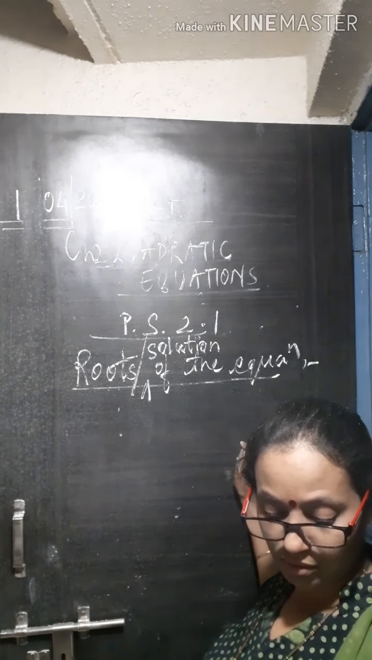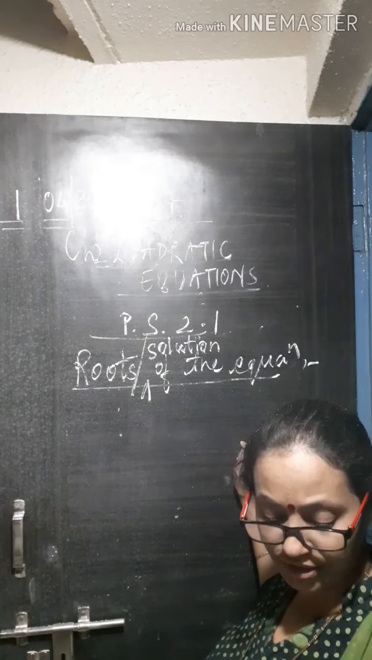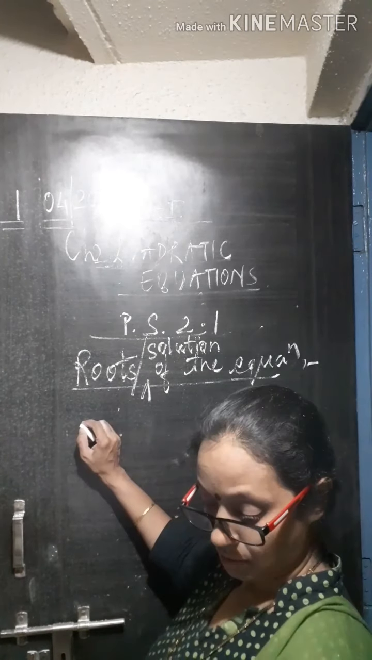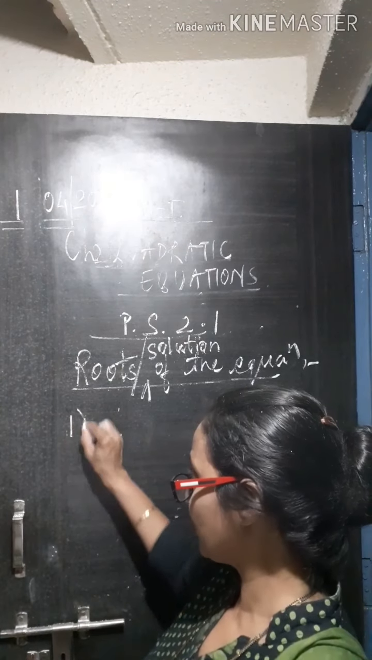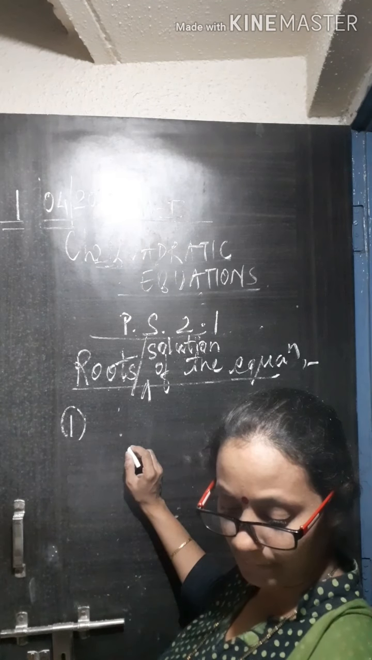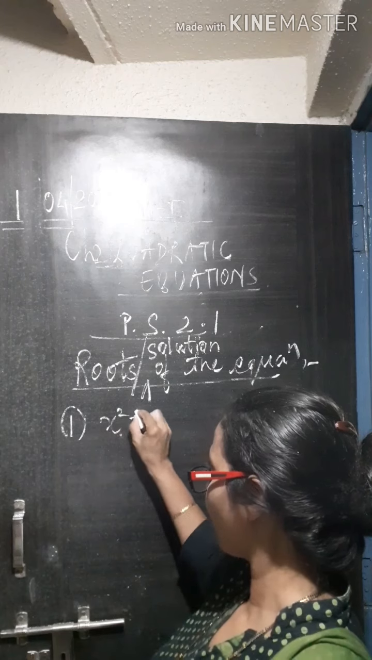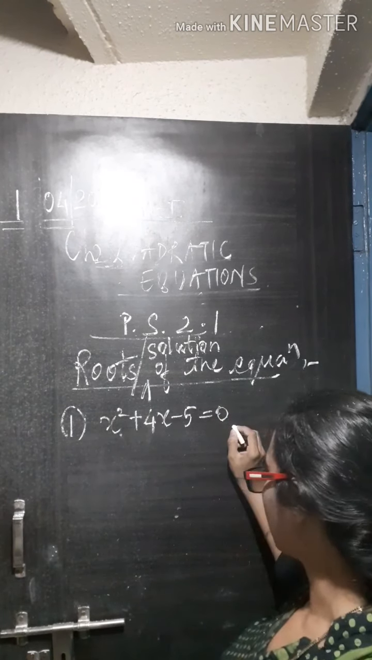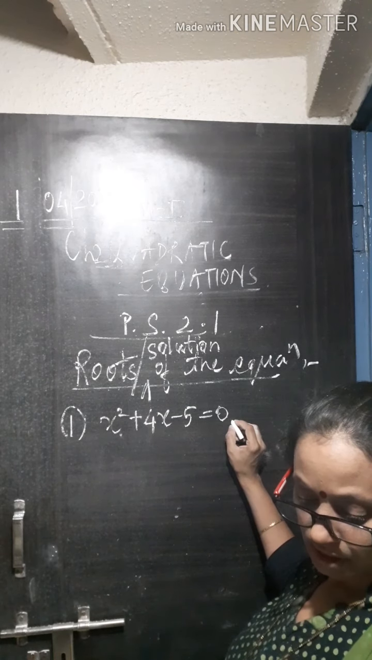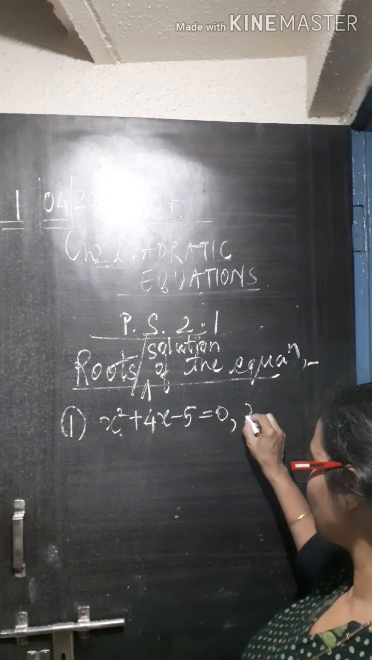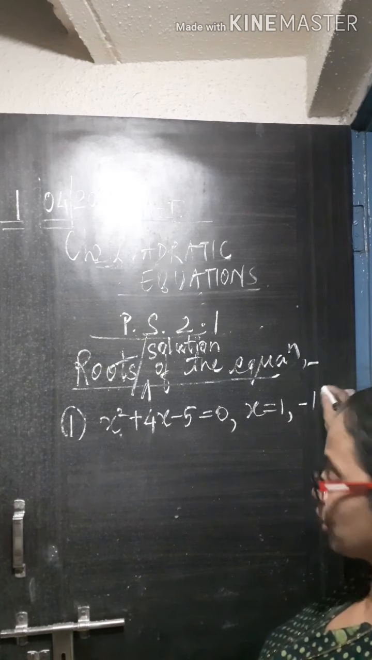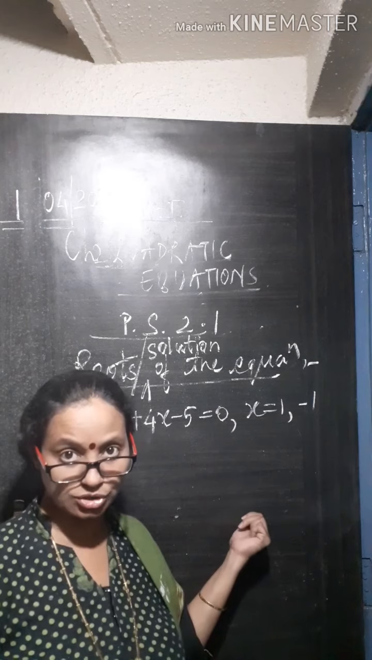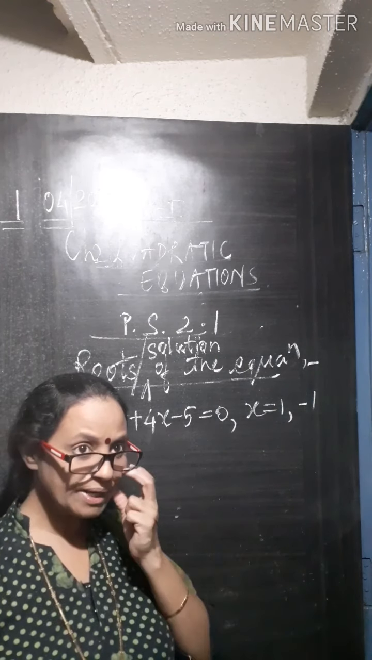Now why do we call it a solution, or why do we call it roots? Let us understand with the help of the first example, that is x square plus 4x minus 5 is equal to 0. And they have given: determine whether these values x is equal to 1, x is equal to minus 1 are the roots of the equation and the solutions of the equation. You have to determine. What do I mean by determine?